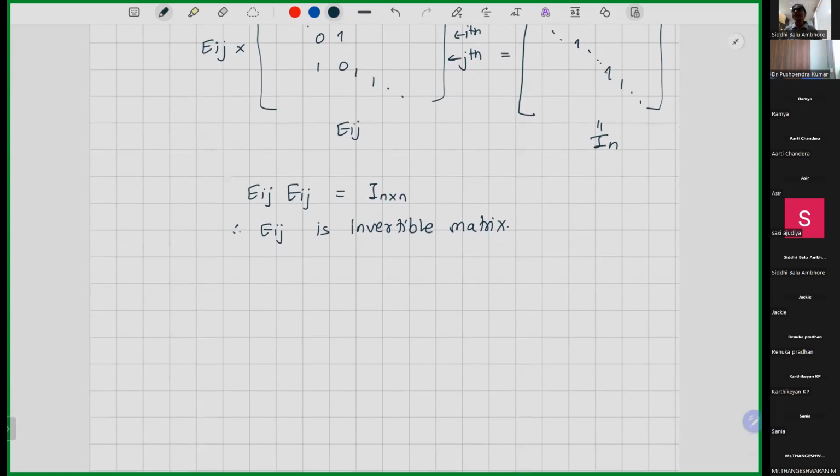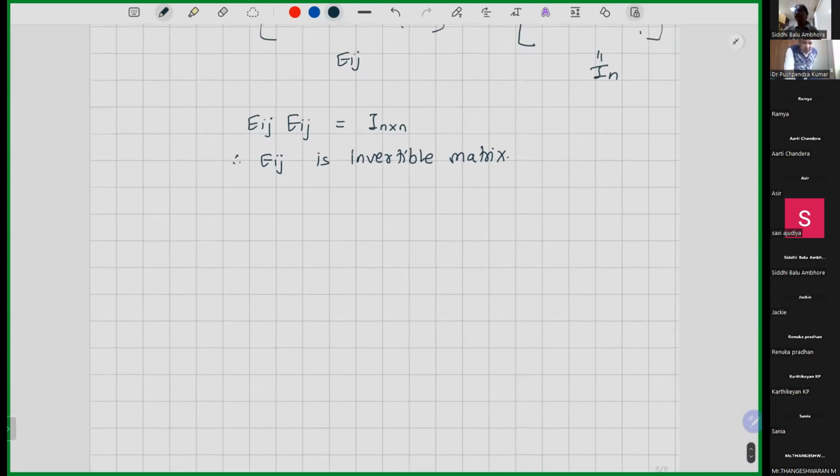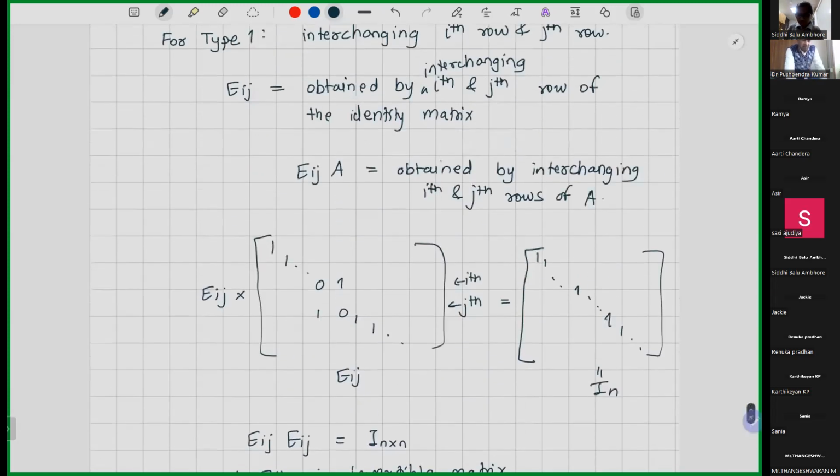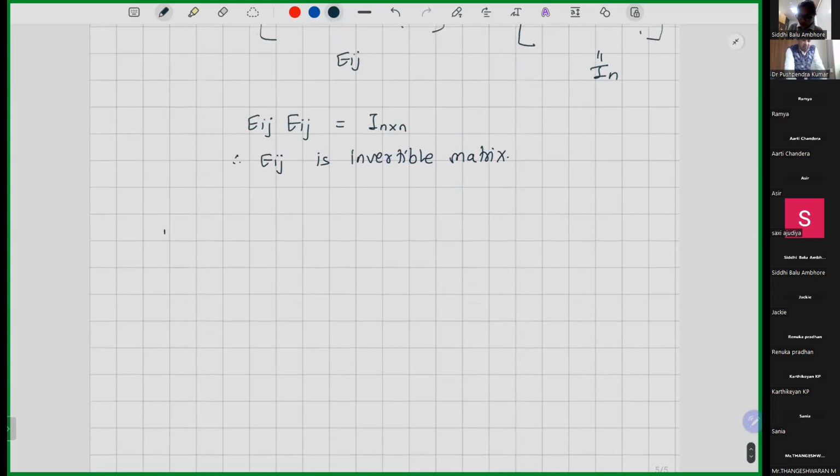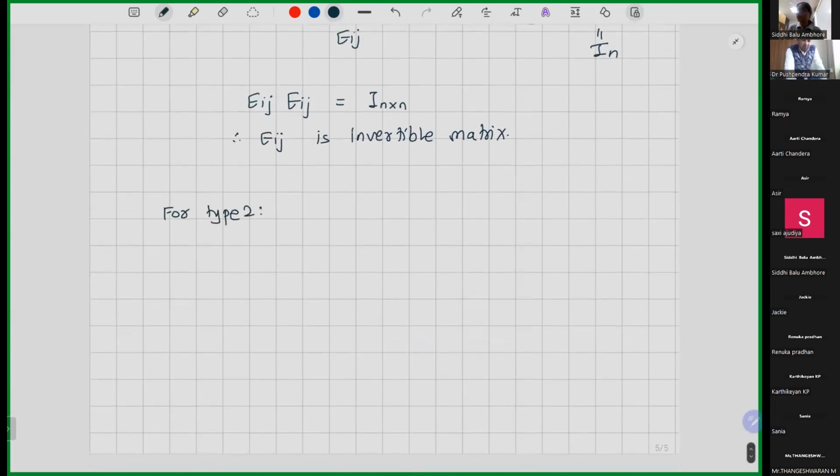Or is it confusing? Please, any inputs from your end? If you have doubt, please ask. Otherwise, I will assume that you understood and I will then move on. So now I need to check for the type 2 matrix.